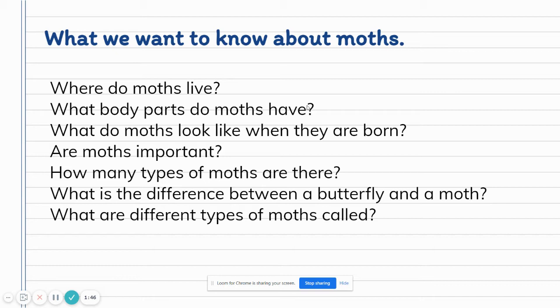What body parts do moths have? What do moths look like when they are born? Are moths important? How many types of moths are there? What is the difference between a butterfly and a moth? What are different types of moths called? They are just some of the excellent questions that you came up with yesterday, and today these are the questions we are going to try to answer.